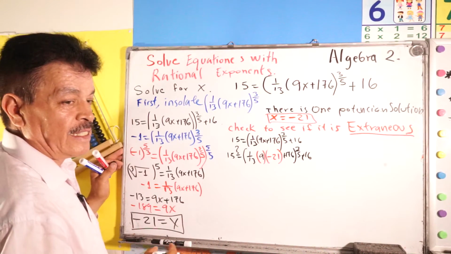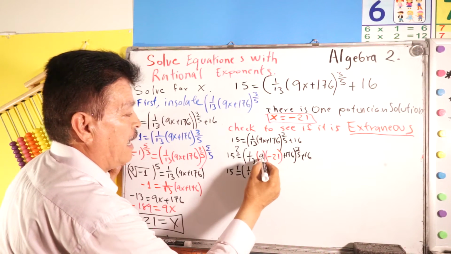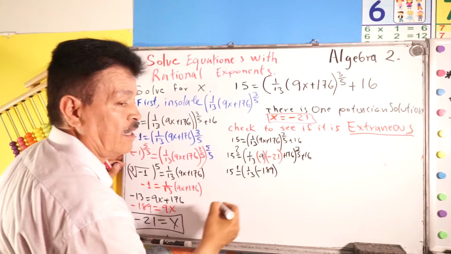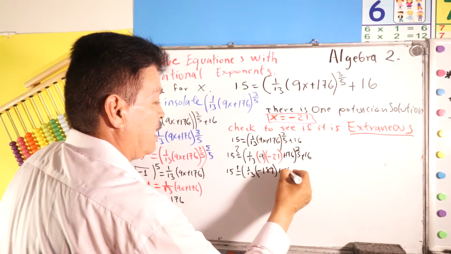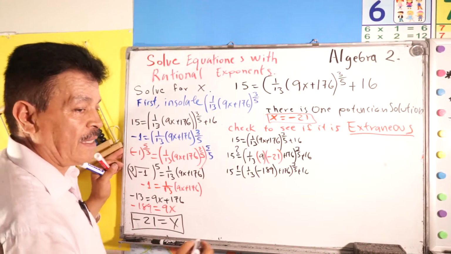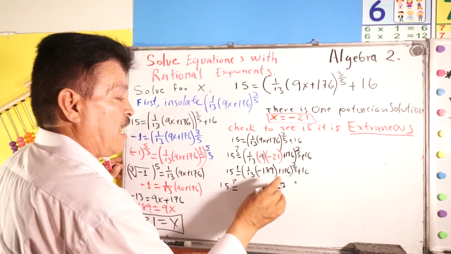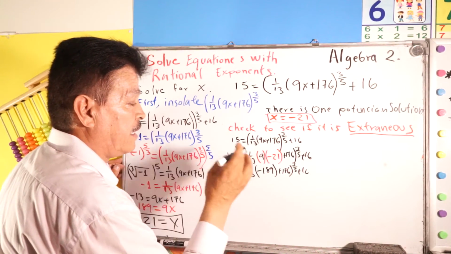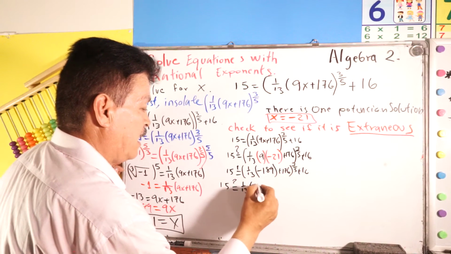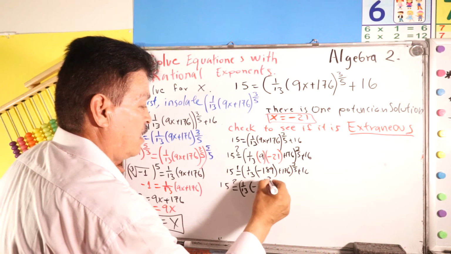All right, so next step is 15 equals 113 times 9 times negative 21, which is negative 189, plus 176, to the 3/5 power, plus 16. Now add and subtract: negative 189 plus positive 176 is negative 13. So we have 113 times negative 13, all to the 3/5 power, plus 16.